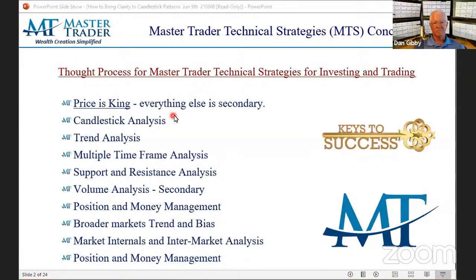Price is king. Everything else is secondary. And that's today, the price is king and candlestick analysis. These two are our focus in today's session. Then we want to take that picture and apply these other concepts. Where is it? What trends is it in? Are you buying a pullback in an uptrend? Are you doing a reversal pattern? Whatever. Multiple time frame analysis will show you support and resistance.